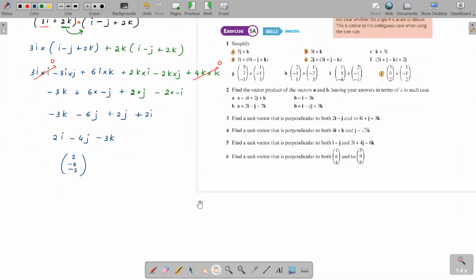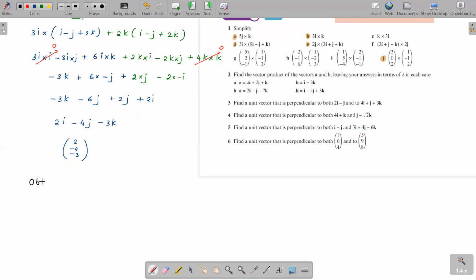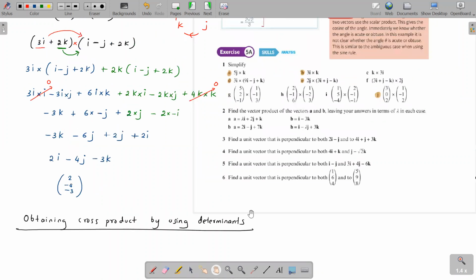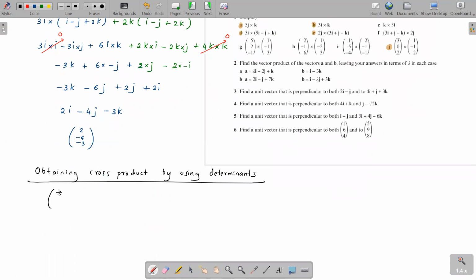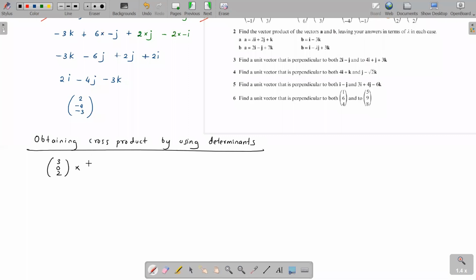Okay, so write down the topic, obtaining cross product by using determinants. We are going to obtain the cross product by using determinants. Okay. So once again, I'll write my two vectors 3, 0, 2. I want the cross product of 3, 0, 2 along with 1, minus 1, 2.